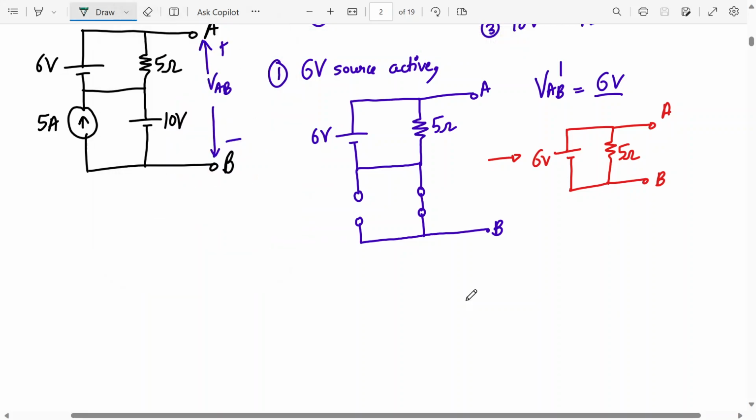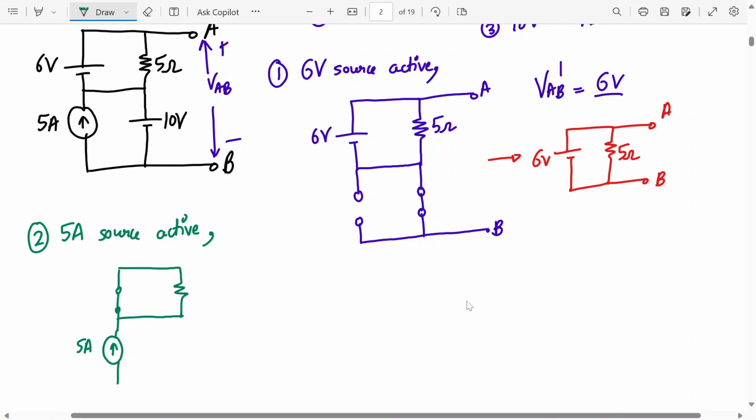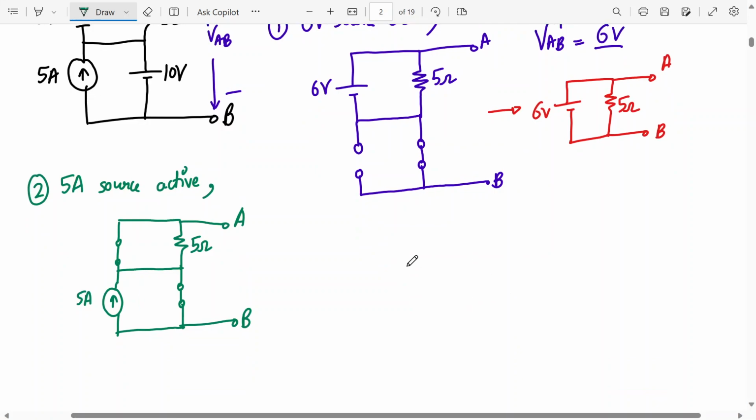Yes. Okay. So next we consider the 5 ampere current source active. Rest all the sources will be deactivated. So the 6 volt voltage source will be short circuited. The 5 ampere current source will be as it is. Then this is 5 ohms and this also will be short circuited. Now this is very challenging. I want to know how many can give me the correct answer. Now tell me what will be your answer. What is VAB double dash?